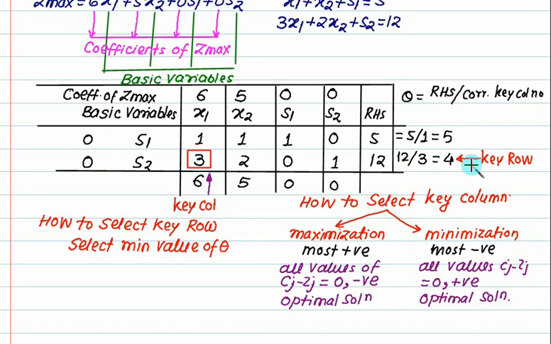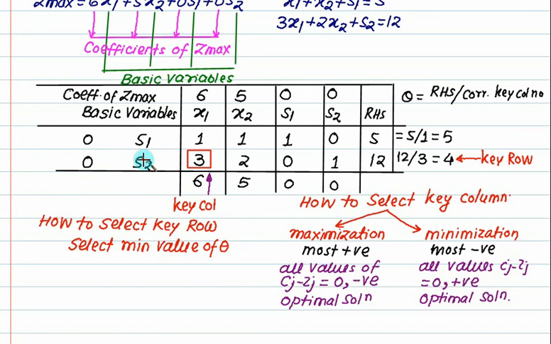So first of all, this one is called the key column. Why is it called the key column? Because this is the most positive number. Then in the theta column, which one is the minimum number? It is 4. That is called the key row. Corresponding to the key row and key column, we have the key element, called the pivot element. According to the key row, S2 will leave and X1 will come. Which one is the leaving variable? That is decided by the row. And the entering variable is decided by the column. So the entering element is X1 and the leaving element is S2.